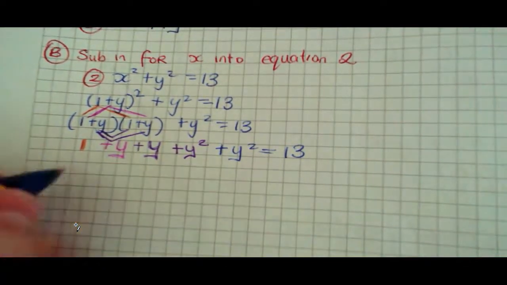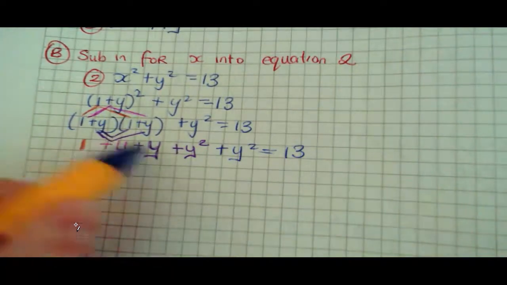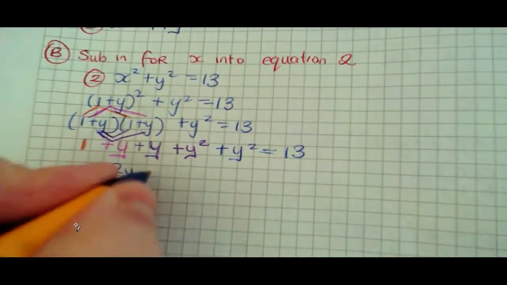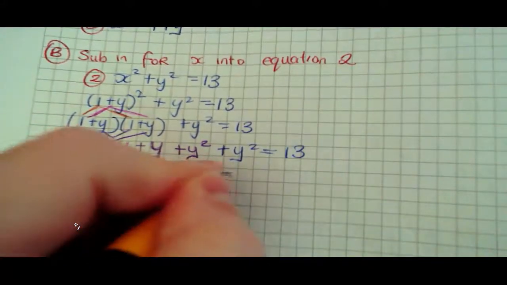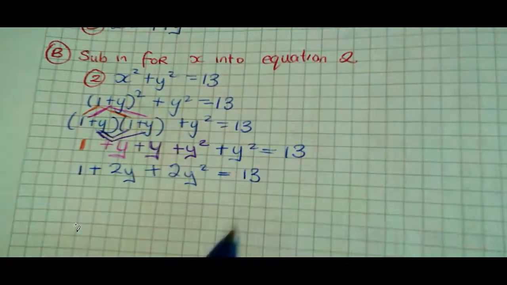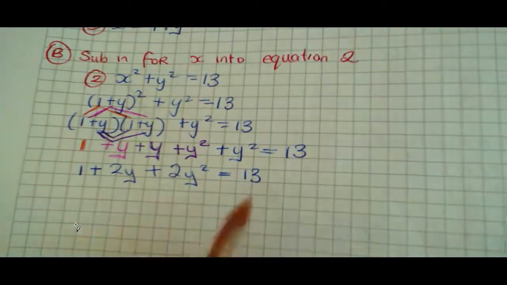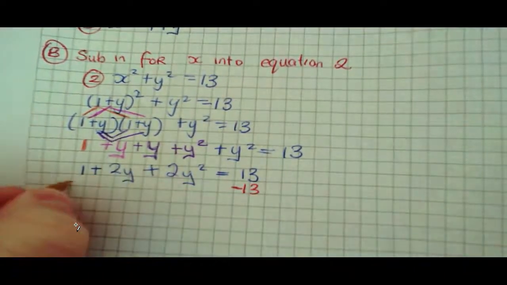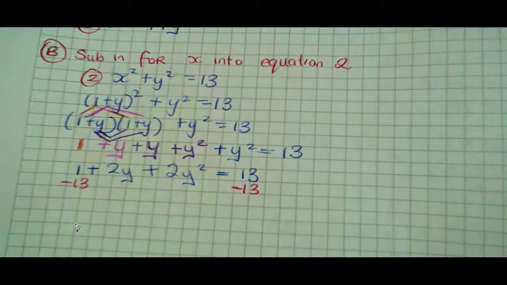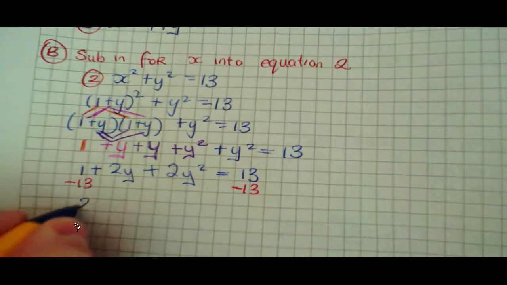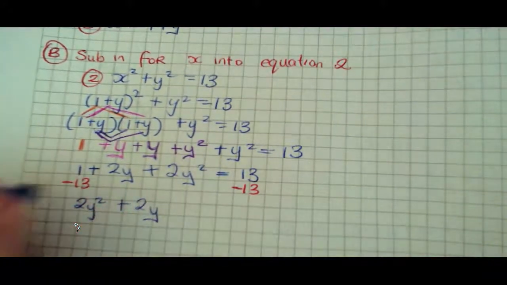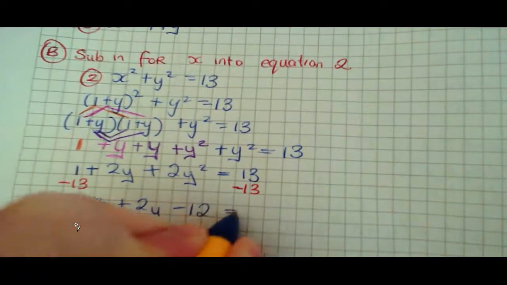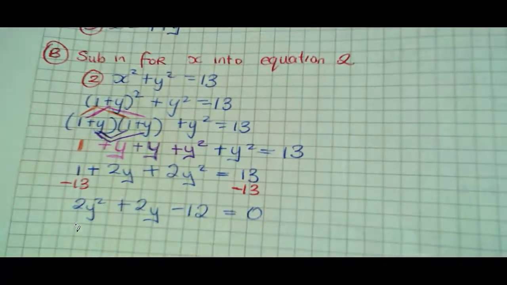The only number on this side is 1, plus 1y plus 1y is 2y, plus y squared plus y squared is 2y squared, is equal to 13. I want all my terms on the left hand side, so I need to get rid of that 13, so I'm going to take 13 off both sides. I'm going to write that as y squared, y, plus a number: 2y squared plus 2y plus 1 minus 13 is minus 12, is equal to 0. 13 take away 13 is 0.